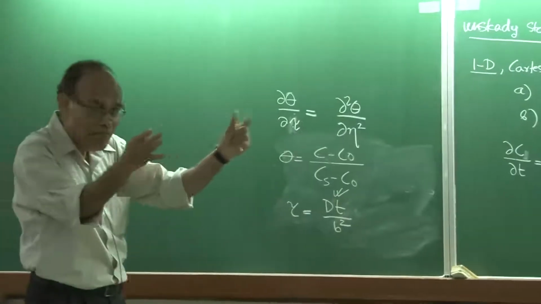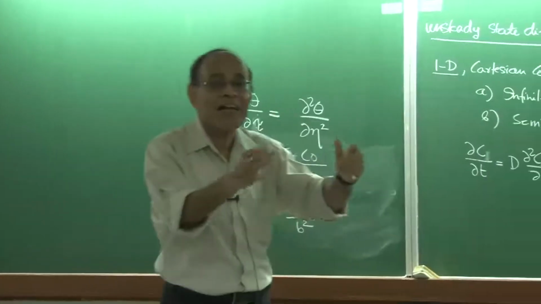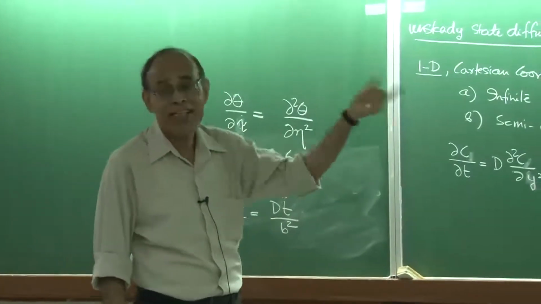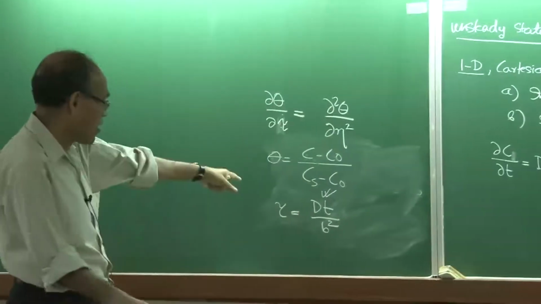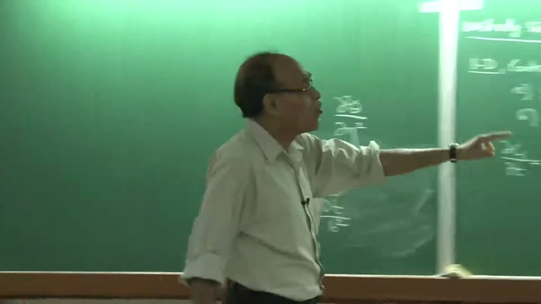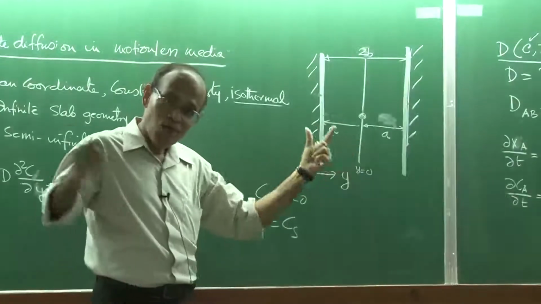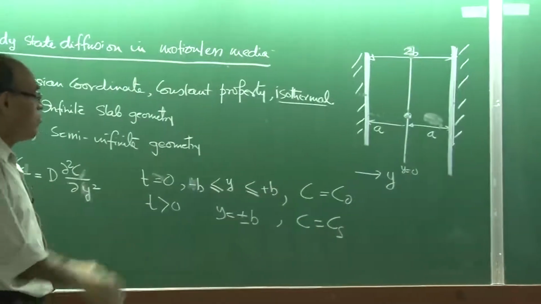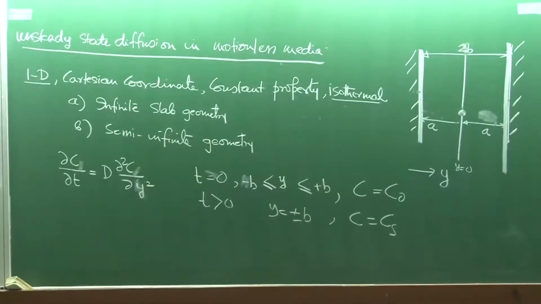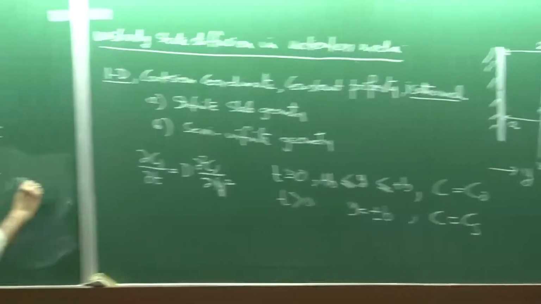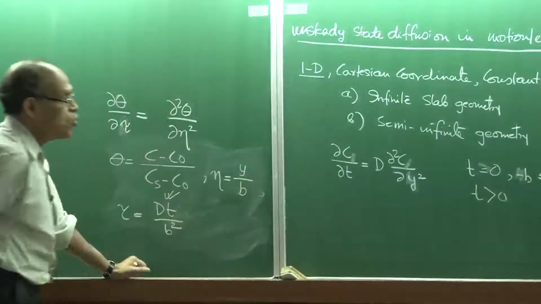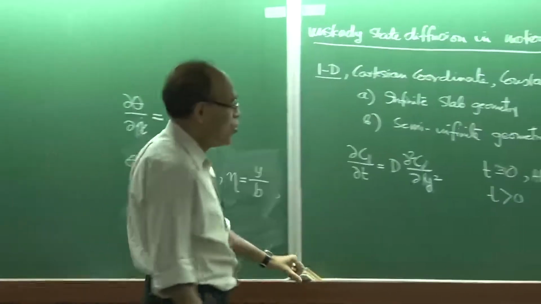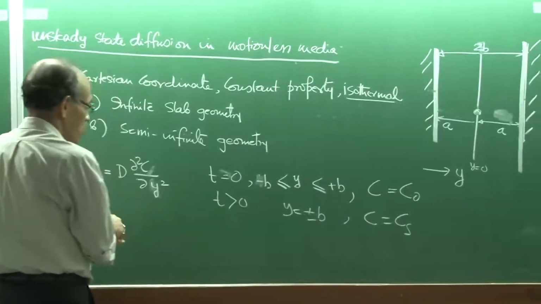I have cast the problem absolutely analogous to the heat transfer problem, so that there is one-to-one correspondence. I can just copy and paste those solutions from heat transfer here, and that is why I have made this slab not A but 2A, to have the same problem as I have discussed in the context of heat transfer. And then I have a dimensionless distance eta, which is equal to y by b.